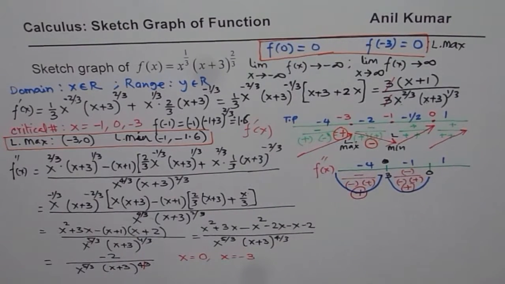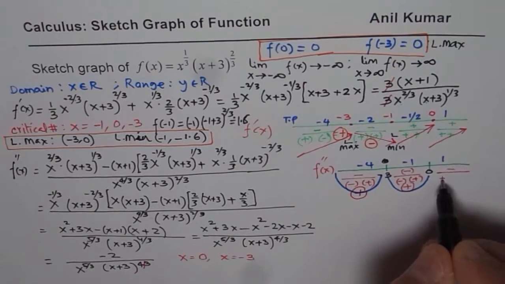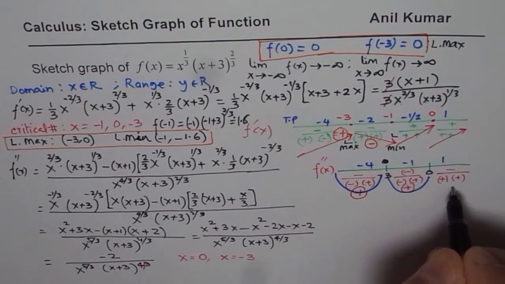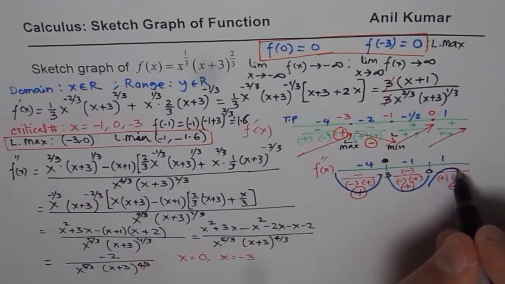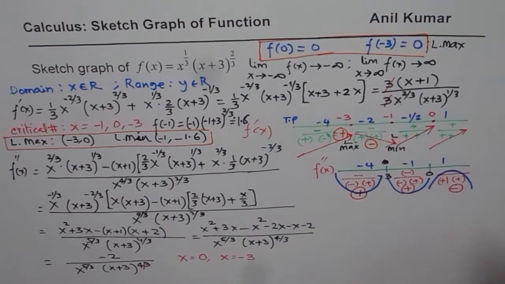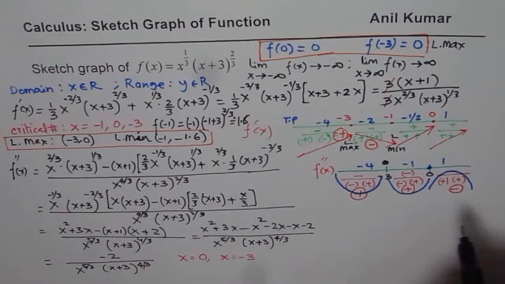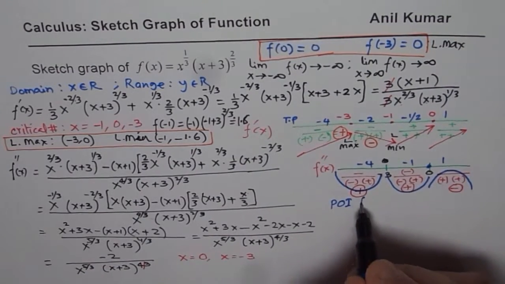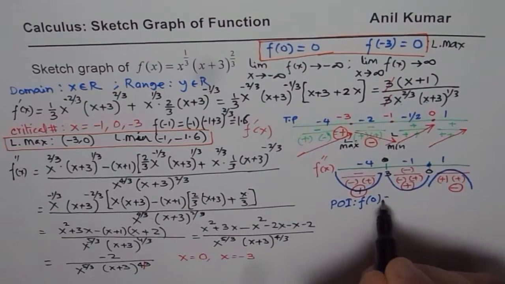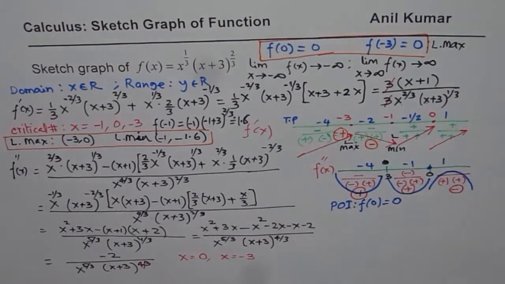Now on the other side of 0, if I substitute 1, the numerator is negative. The denominator becomes positive, right? Positive 1 times positive 1. So we get negative here. Negative means concave down. Since the concavity changes at this point, we have a point of inflection at 0, correct? So at 0, the value at 0 we know is 0. So that is the point of inflection.